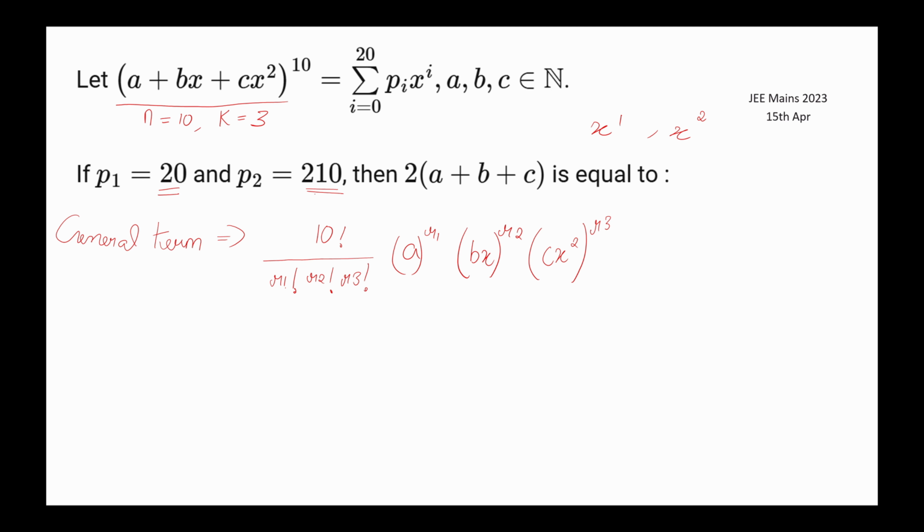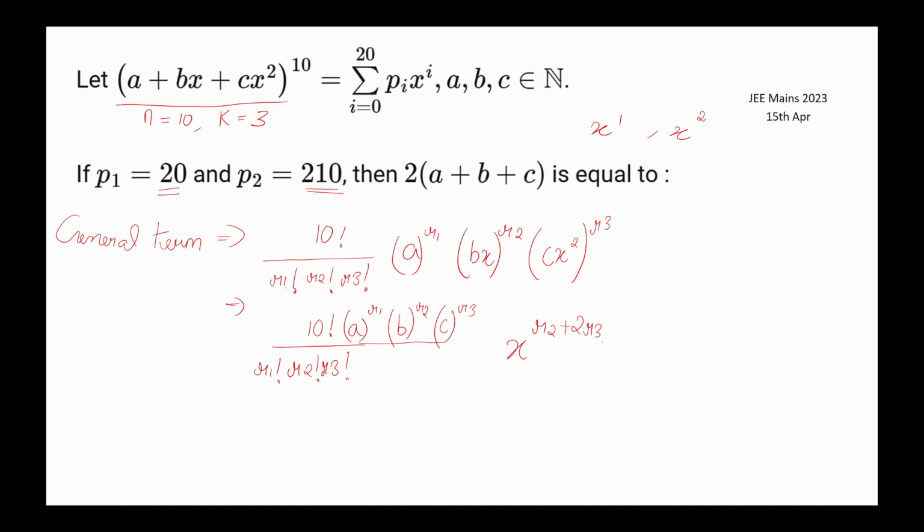So let me segregate all the constant terms together and the x terms together. So from here, what am I going to get? 10 factorial upon r1 factorial, r2 factorial, r3 factorial. And from here, after segregating all the constant terms, we would be left with a to the power r1, b to the power r2, and c to the power r3. So these are all my constant terms segregated together, and I would have x to the power r2 plus 2r3.